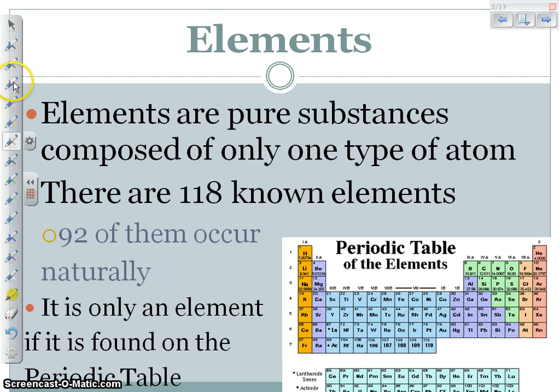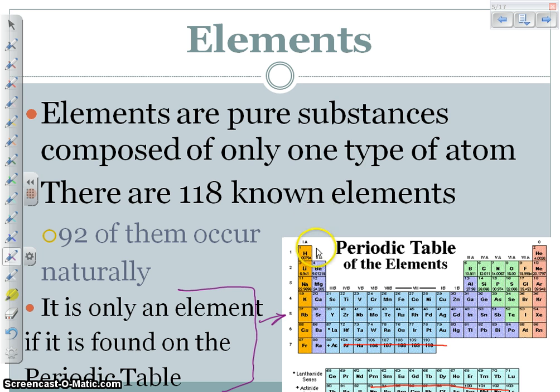So we've got all of this down here, and everything over here. None of those elements actually occur naturally in nature. The only thing that ever comprises an element is if it happens to be found on a periodic table. If it is not found on this periodic table, it is not an element.